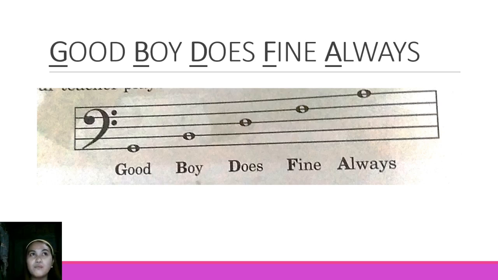First line is G, second line is B, third line is D, fourth line is F, and fifth line is A. To easily remember the letter names, instead of GBDFA, you can think of the sentence good boy does fine always.